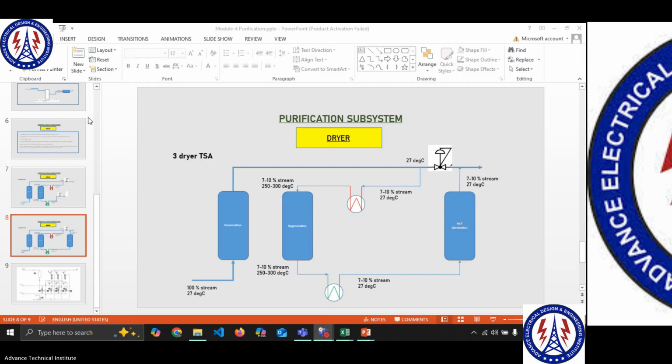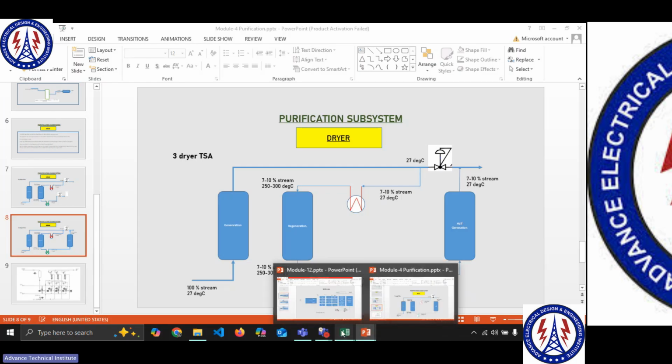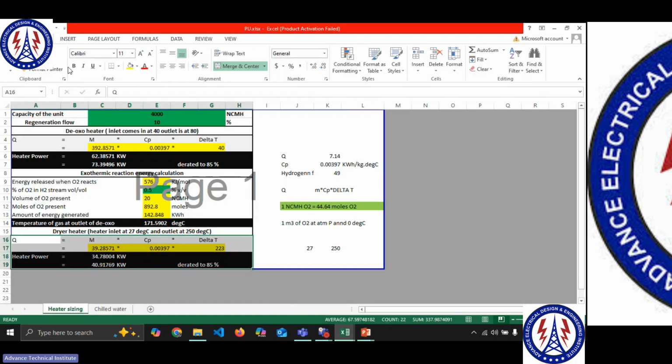Each dryer will have its own heater and cooler because it needs to go into regeneration. So if I'm ordering heaters, I will need to order 4 heaters: 3 for dryers and 1 for deoxidizer. 3 of them will be of the same size, 1 will be of a different size because it is for a different purpose. Clear?